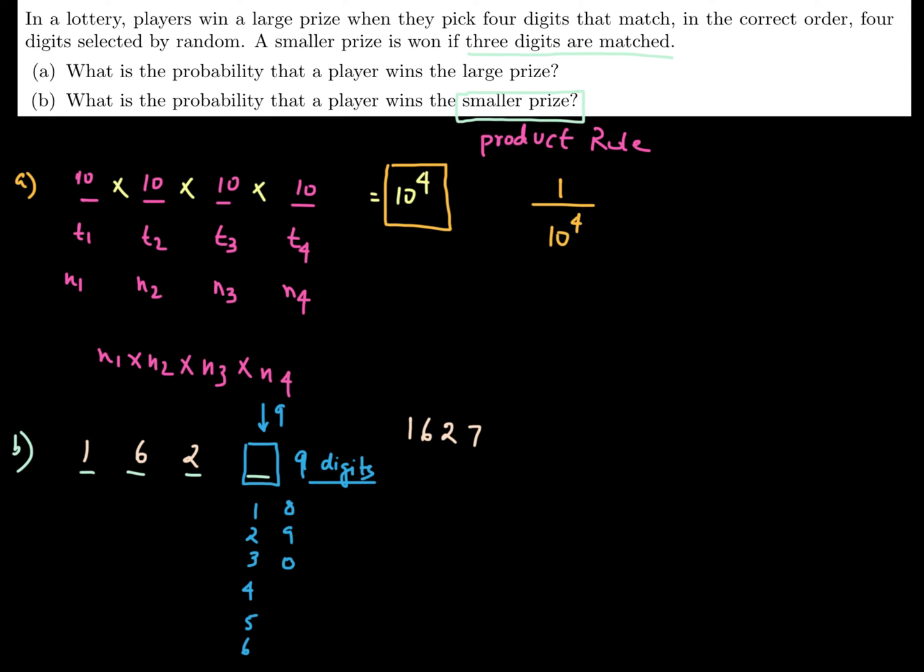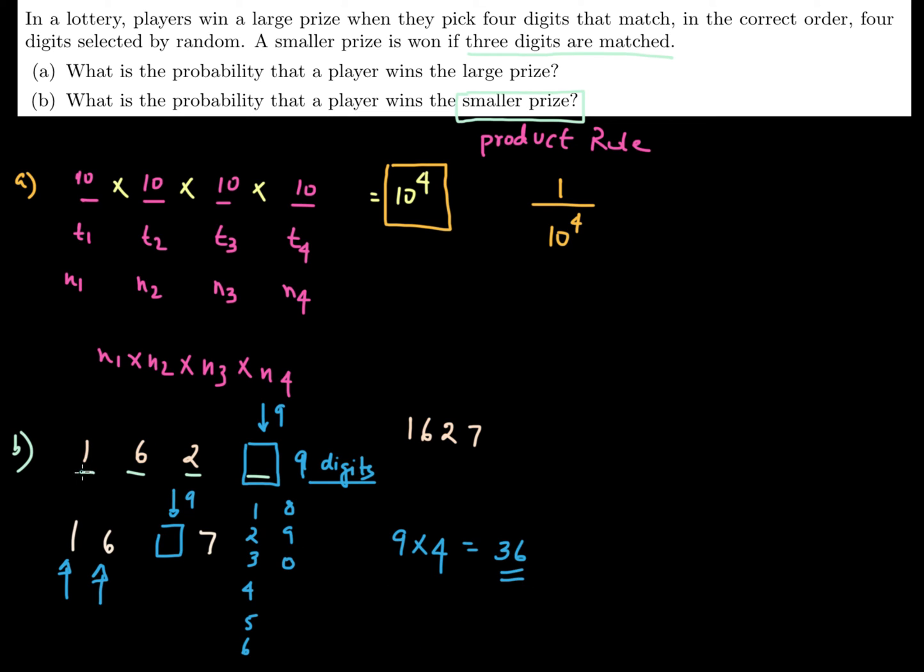Because I could have something like 1, 6, and here is where I have one of the incorrect numbers, followed by 7. This could be one possibility, and there are 9 different ways. There are 9 different ways to select the third box, 9 different ways to select the second digit, and 9 different ways to select the first digit. Sorry, this is 9 times 4, which is 36.